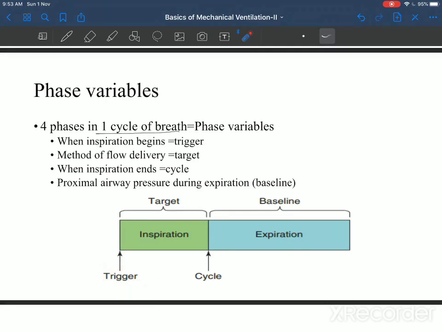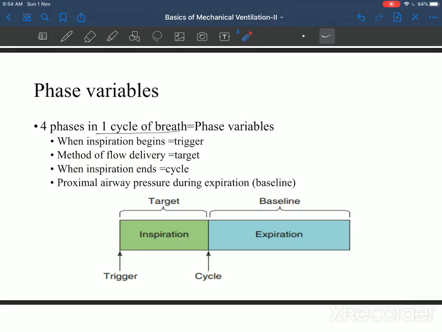Then there is something that should sustain that inspiration, because the patient is unable to do so in this situation. So it's not enough to start, you have to maintain it, and that is called target. It can also be called limit, or control. Target, limit, control, whatever term you use, they are all the same. That is the parameter that is used to sustain inspiration, and it is determined by the method of flow delivery.